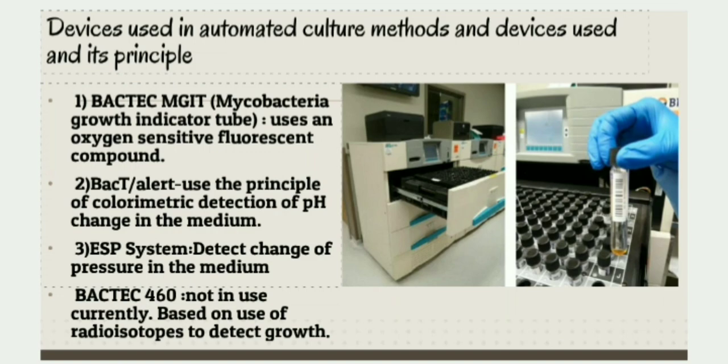The fourth one is BACTEC 460. It was the first semi-automated system developed. BACTEC 460 was based on the use of radioisotope to detect the bacterial growth. Hence it is not used currently. It is about 4 different automated culture methods.